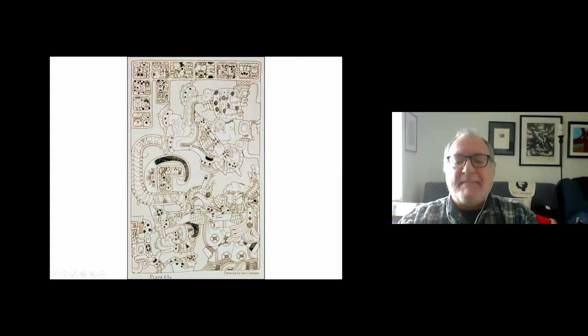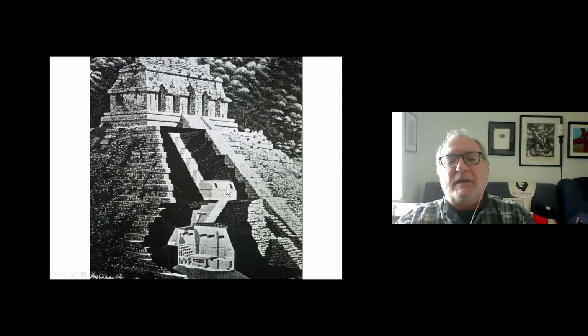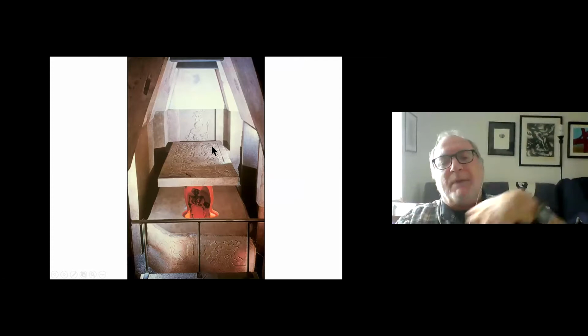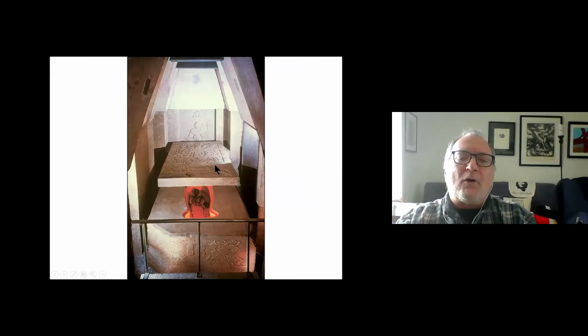We find in the sarcophagus of King Pakal of the city of Palenque a very powerful thing. This is a replica of the funerary chamber with the sarcophagus, because for reasons of preservation, they don't allow people to visit the original one in situ, in Palenque. So you can see this and figure out how it is by visiting the Museum of Anthropology in Mexico City.